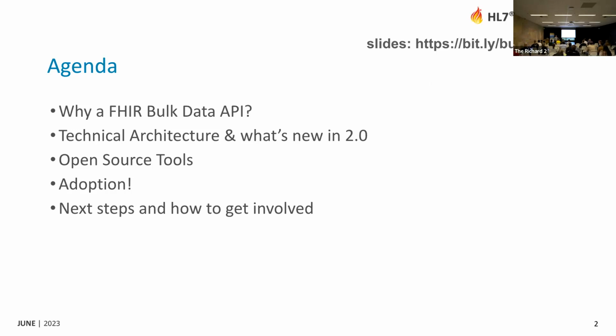So we have a packed agenda. I'm going to try to go through as much of this as we can, but as I mentioned, I add to the presentation every year without cutting things, so it grows and grows. We're going to start by talking about why we developed the FHIR Bulk Data API and some of the use cases it makes sense for. We'll dig into the technical architecture and talk about the request and response flows. And as we talk about that, I'll highlight the things that we added in version 2.0, which came out a little over a year ago.